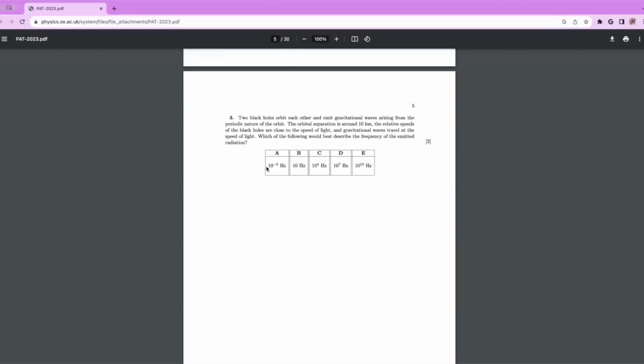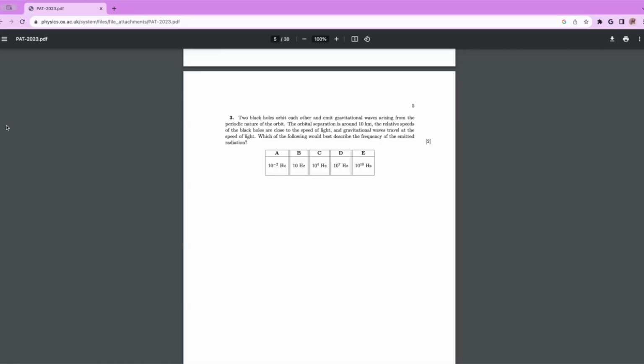Two black holes orbit each other and emit gravitational waves arising from the periodic nature of the orbit. The orbital separation is around 10 kilometers. The relative speeds of the black holes are close to the speed of light, and gravitational waves travel at the speed of light. Which of the following would best describe the frequency of the emitted radiation?